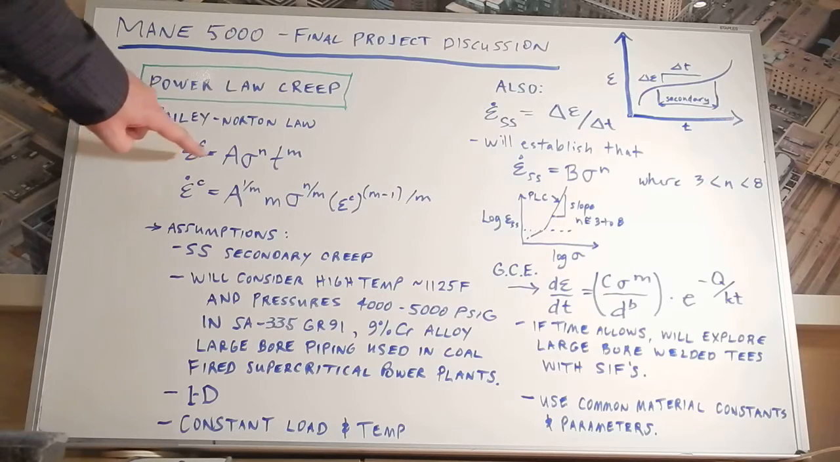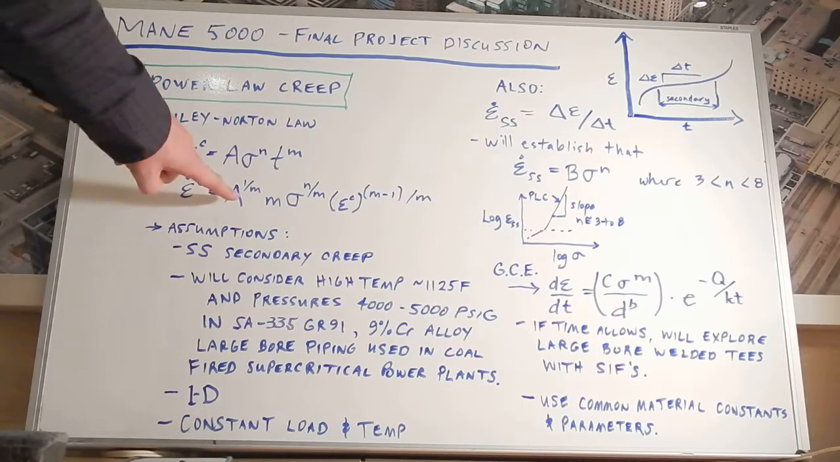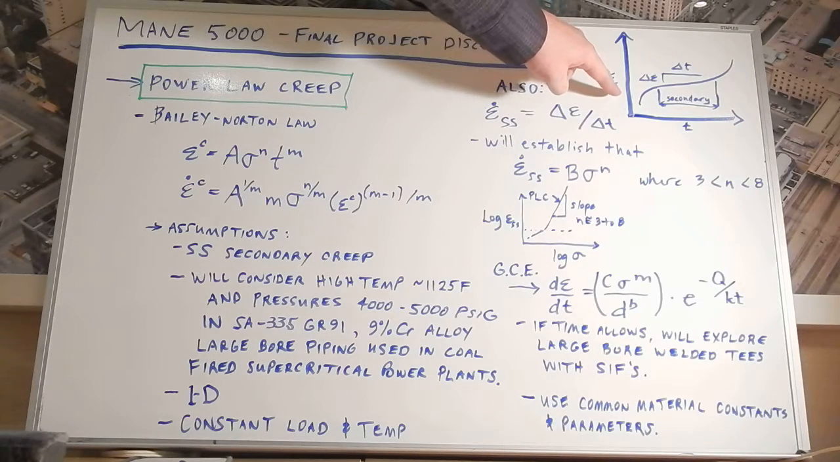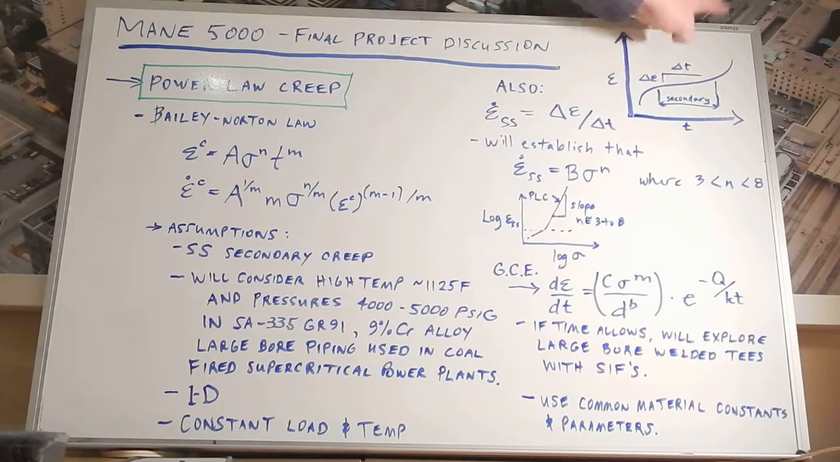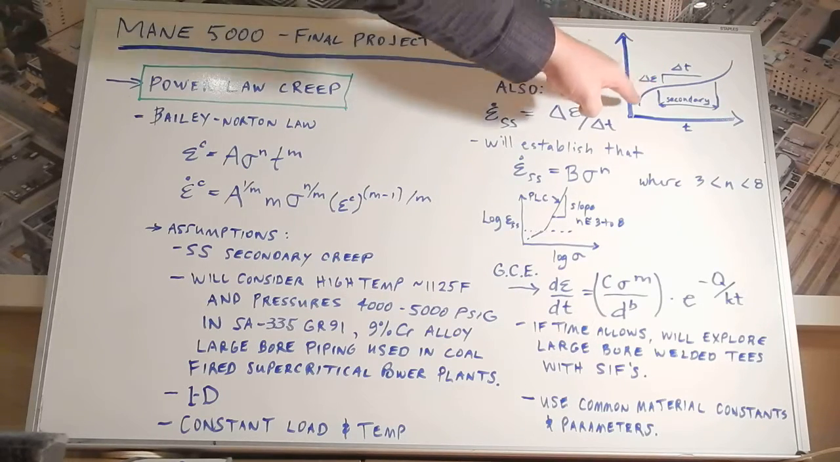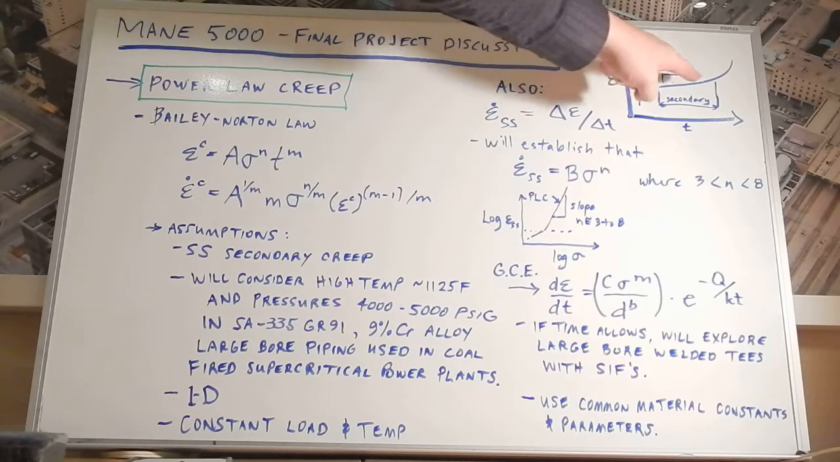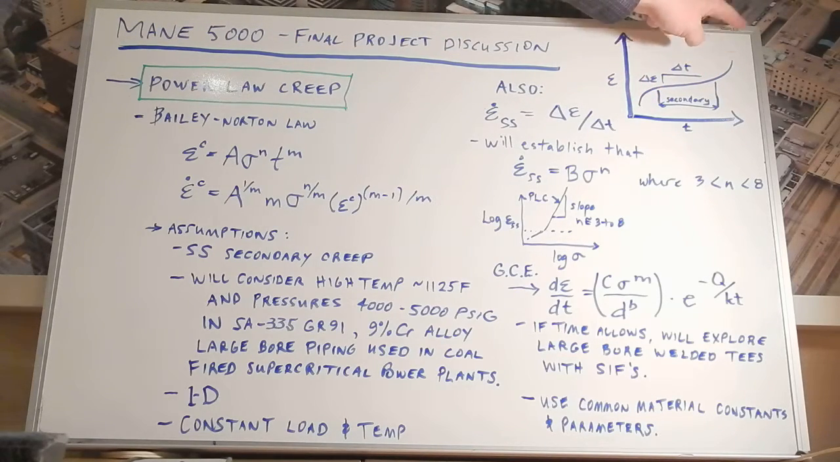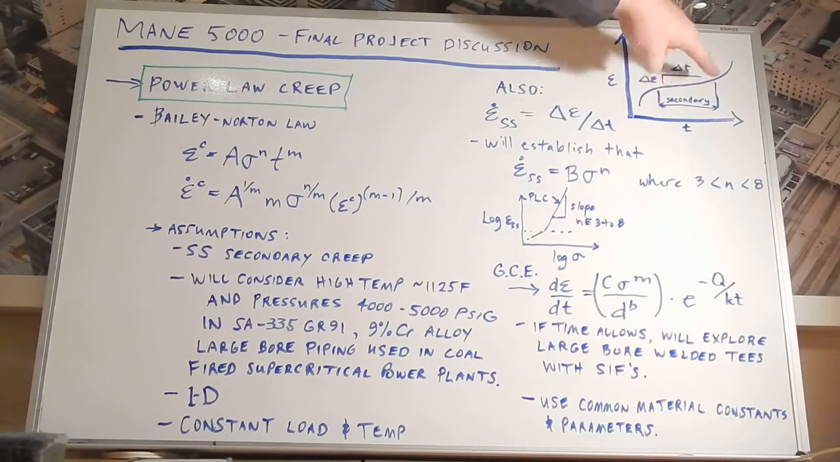to this formula and creep strain rate is equal to this formula. And you can see here I've plotted the strain curve, and the first part of the curve is primary creep. The second and fairly straight portion of the curve is secondary creep. The last part is tertiary creep to rupture. I'm going to be looking at secondary creep.